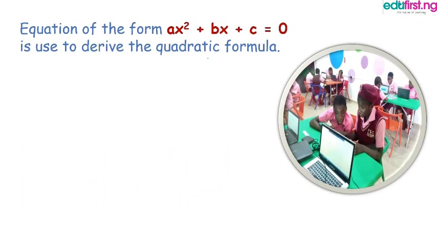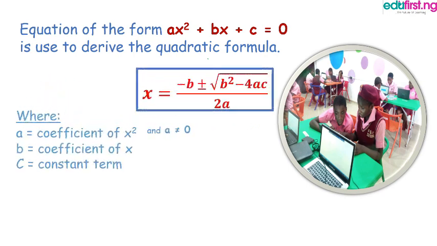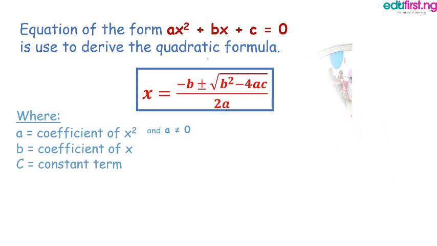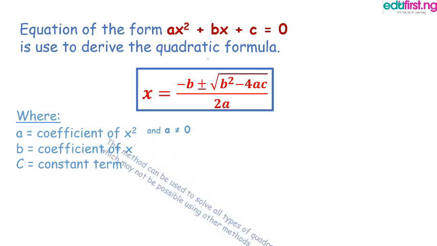But before we move forward, let's make a little flashback on our previous lesson. We derived the quadratic formula from a standard quadratic equation of the form ax squared plus bx plus c equal to 0, where we got x equal to minus b plus or minus square root of b squared minus 4ac, divided by 2a. All right, where a is the coefficient of x squared and a is not equal to 0.